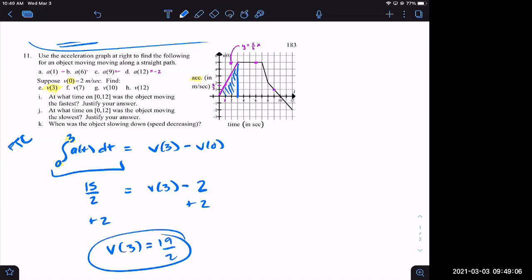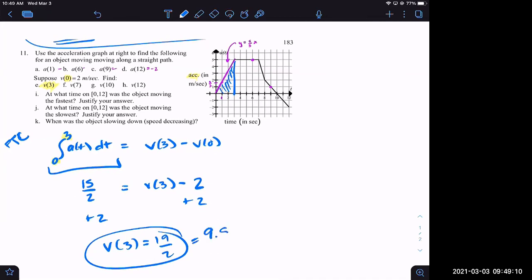It's 9.5. Yeah, yeah. When you do F, G, and H, it's the exact same process, right? You're just having a different limit. So you're just switching the limit.